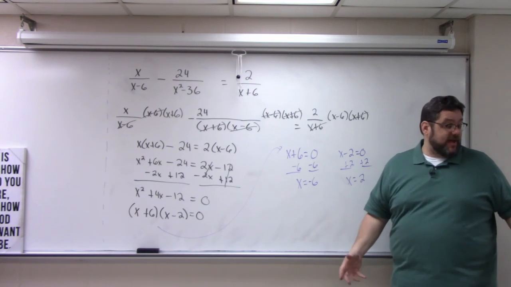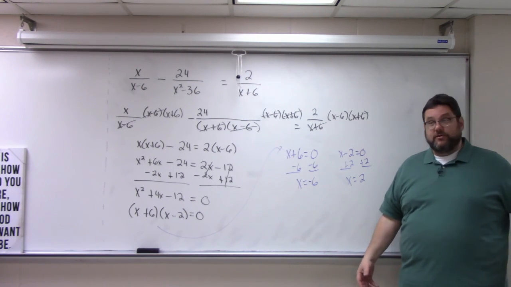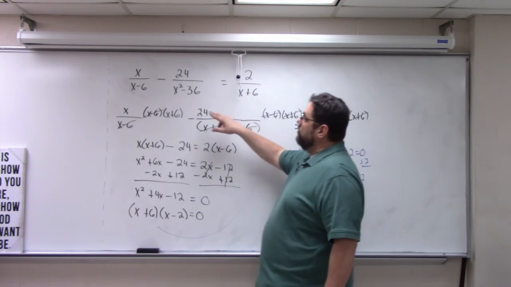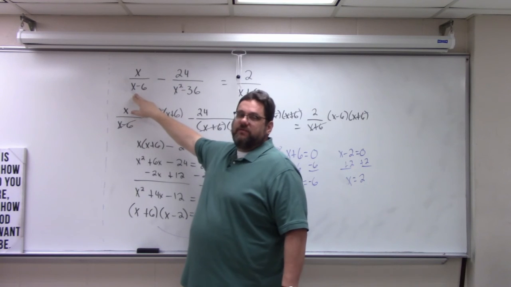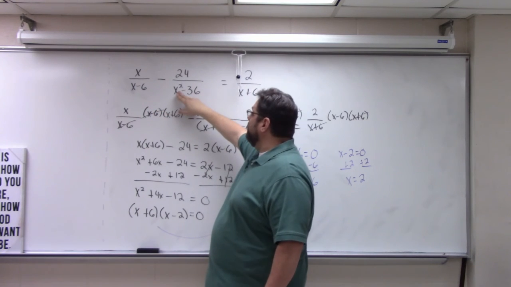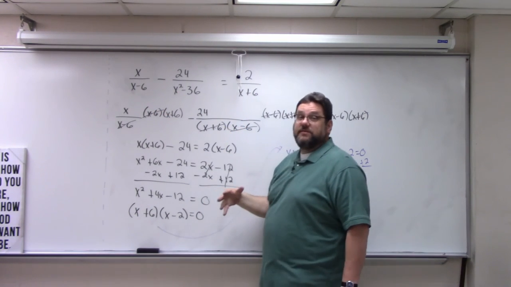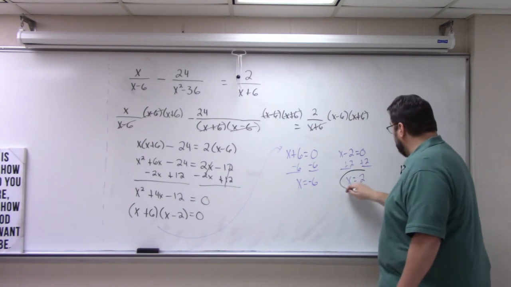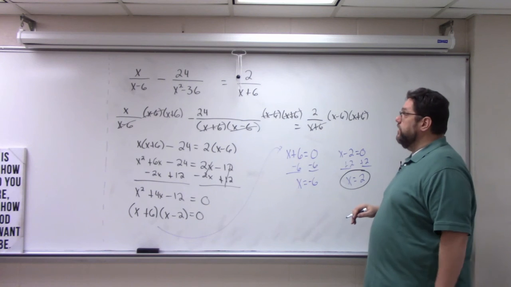And I have to check both of these in the denominators. I have to. Let's do 2 first. 2 minus 6 is negative 4. That's not 0. 2 squared is 4 minus 36 is not 0. 2 plus 6 is not 0. So that one doesn't cause any zeros. We're good to go.